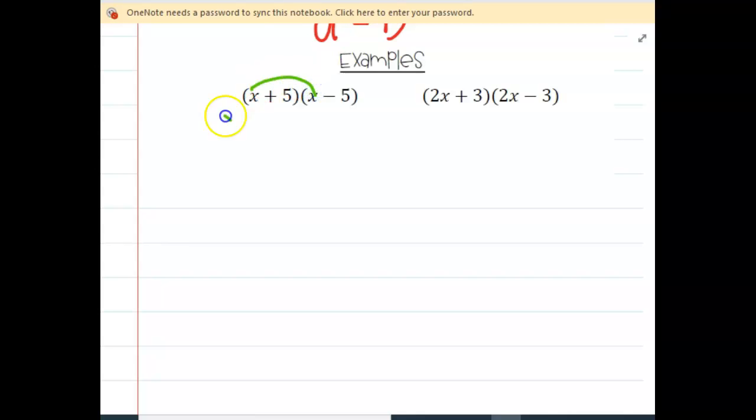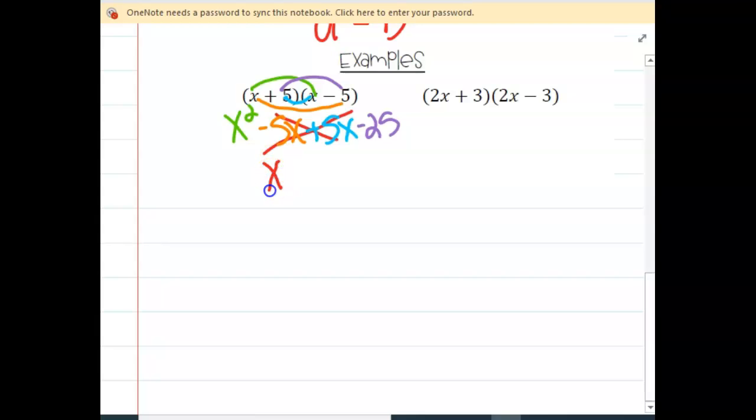If I do the F, x times x is x squared. If I do the O, x times negative 5 is a negative 5x. The I would be 5 times x, which notice is a positive 5x. See how the O and the I are the same thing, but different signs? And then the L is 5 times negative 5, which is a negative 25. As promised, the O and the I cancel out. And you're just left with the F, which is x squared, and the L, which is a negative 25.